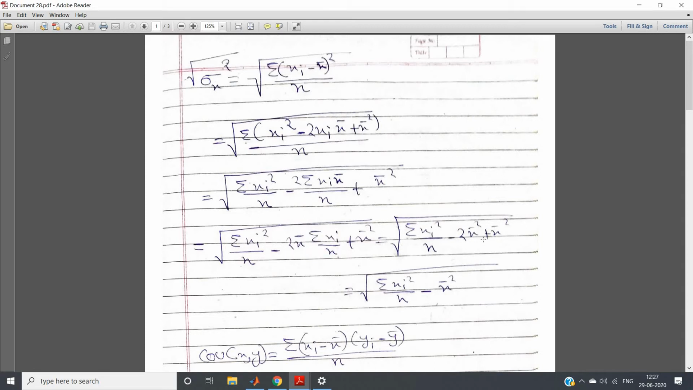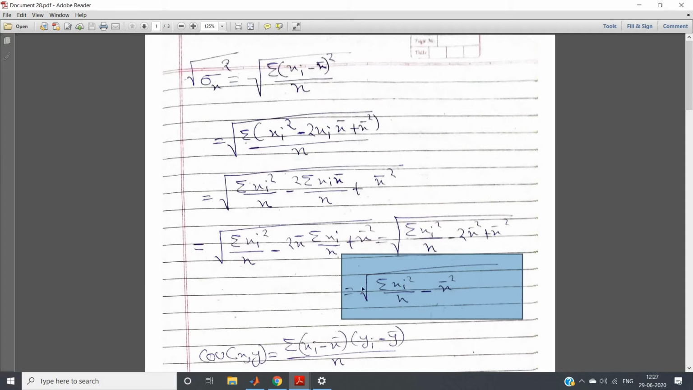So it will be x bar square, and here plus x bar square is present. So now minus 2 x bar square plus x bar square will be minus x bar square. So basically the standard deviation, another expression is this one, that is root over summation over xi square by n minus x bar square.